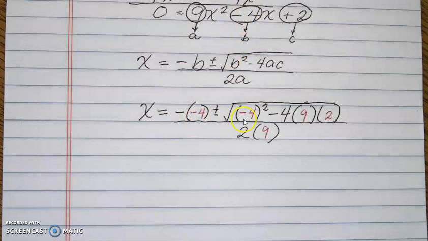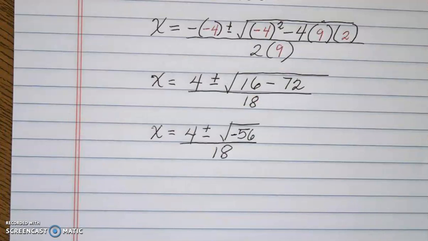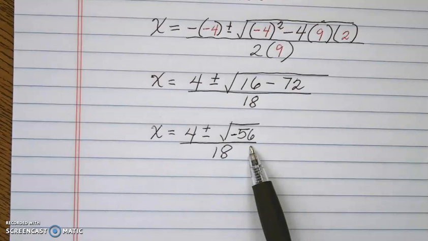So that's a negative 4, and this is a, this is c, and then this is a. Negative times negative is positive 4. Okay, copy down the radical, and then negative 4 squared is 16. Negative 4 times 9 is negative 36 times 2 is negative 72. Then all over 18. So 16 minus 72 is negative 56.